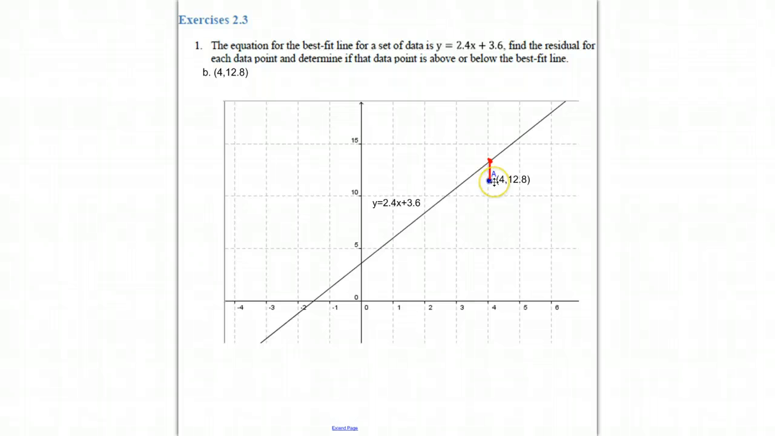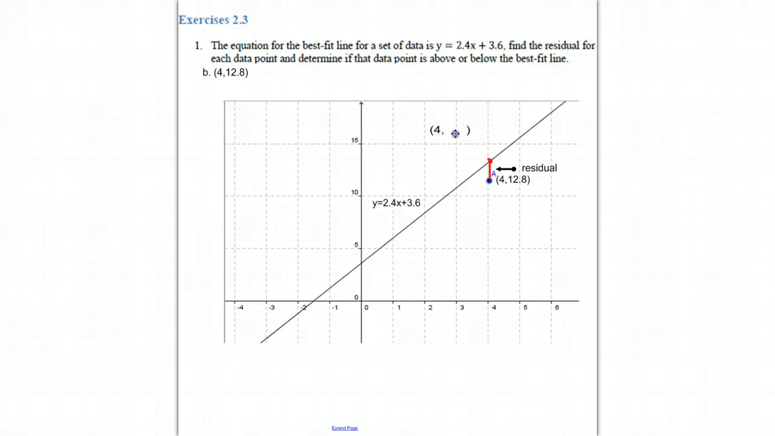Well, we already kind of told you right here that it's below the best fit line. Let's see how that makes sense. This distance, this red line, indicates the distance from the actual data point to the predicted data point on the best fit line. That is our definition of a residual. So this distance is our residual: the distance from the actual to the predicted.